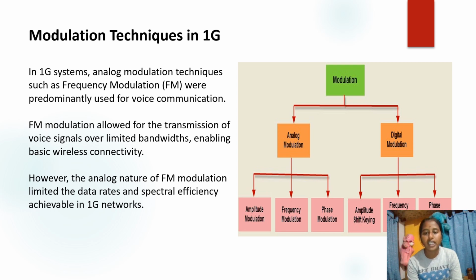In this picture, we can see the types of modulation. There are two types of modulation: one is analog modulation and another one is digital modulation. In the analog modulation, there are three types of modulations: amplitude modulation, frequency modulation, and phase modulation. In the digital modulation, there are also three types of modulations: amplitude shift keying, frequency shift keying, and phase shift keying. These are the types of digital modulations.